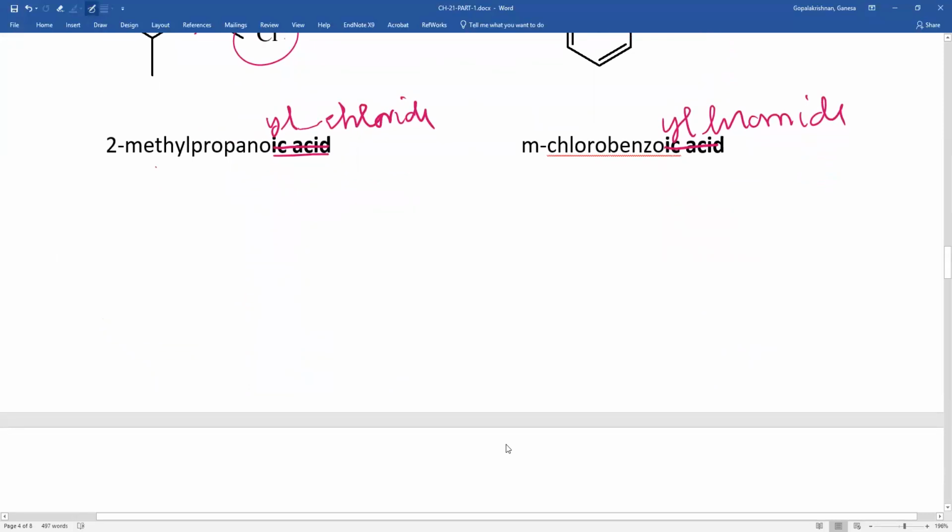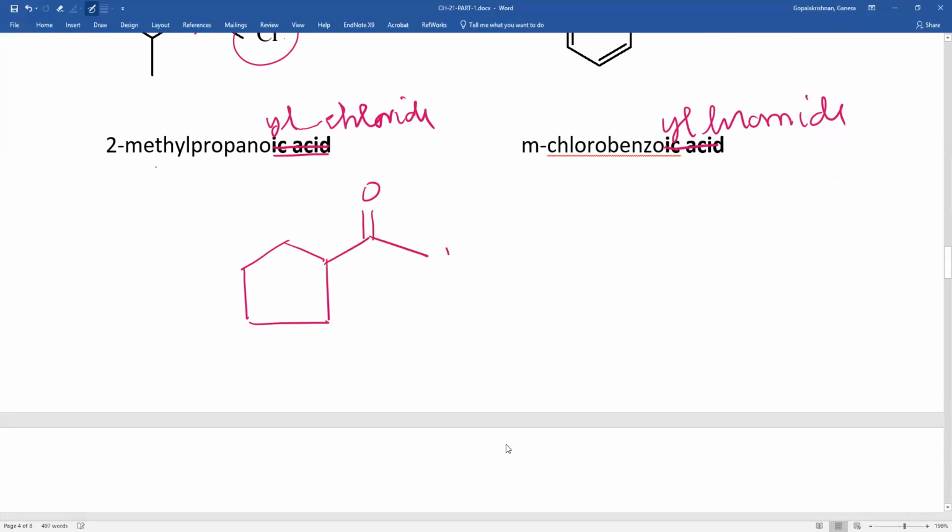What if you have a compound of this kind? Say only 5 carbons in a ring, and you have a COI, say it has iodine. If you imagine OH, you see a carboxylic acid. Its name is cyclopentane carboxylic acid.